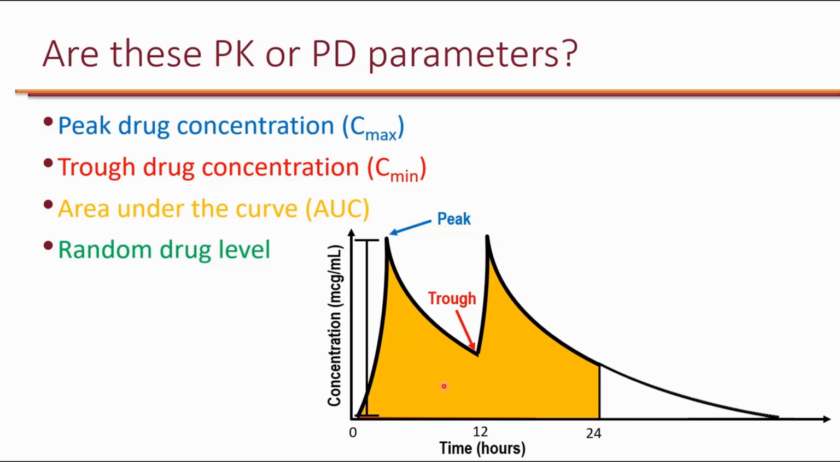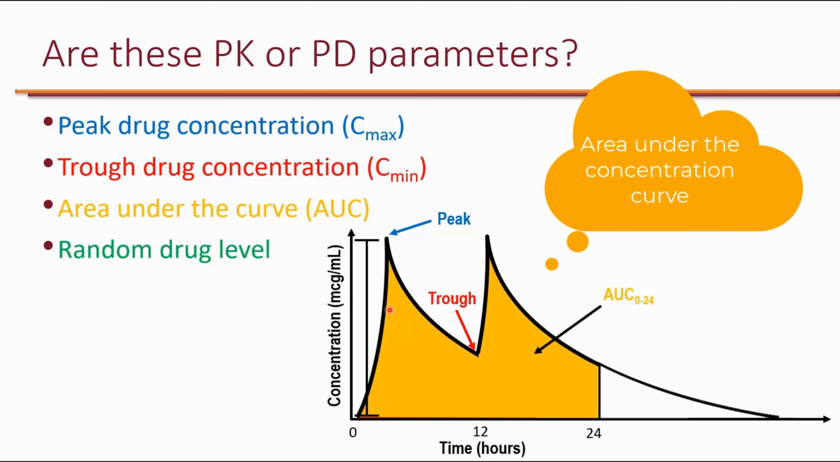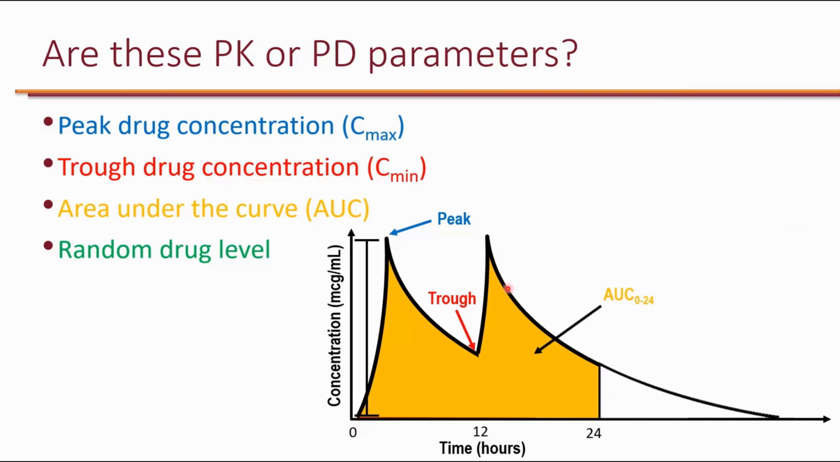There's also the concept of area under the curve, which is all the shaded area here, for a 24-hour period. So it doesn't matter how frequently you give the dose, the AUC is often from time 0 to 24 hours. So if this drug was given once a day, you would only have one of these over 24 hours. Also, if this drug was given every 8 hours, then you would have 3 of these peaks. But regardless, AUC is the area under the curve for a 24-hour period. And of course, you could get the level at any time between peak and trough, and that will be considered a random level.